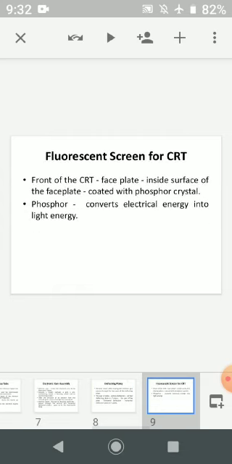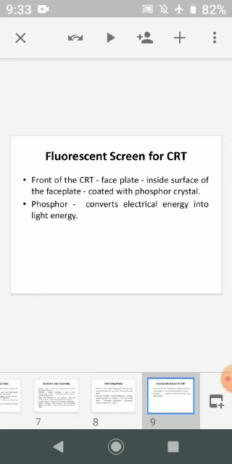The next part is the fluorescent screen for CRT. The front of the CRT is called the face plate. It will be flat for screen sizes up to about 100 mm by 100 mm. The screen of the CRT is slightly curved for larger displays. The faceplate is formed by pressing molten glass into a mold and then annealing it.